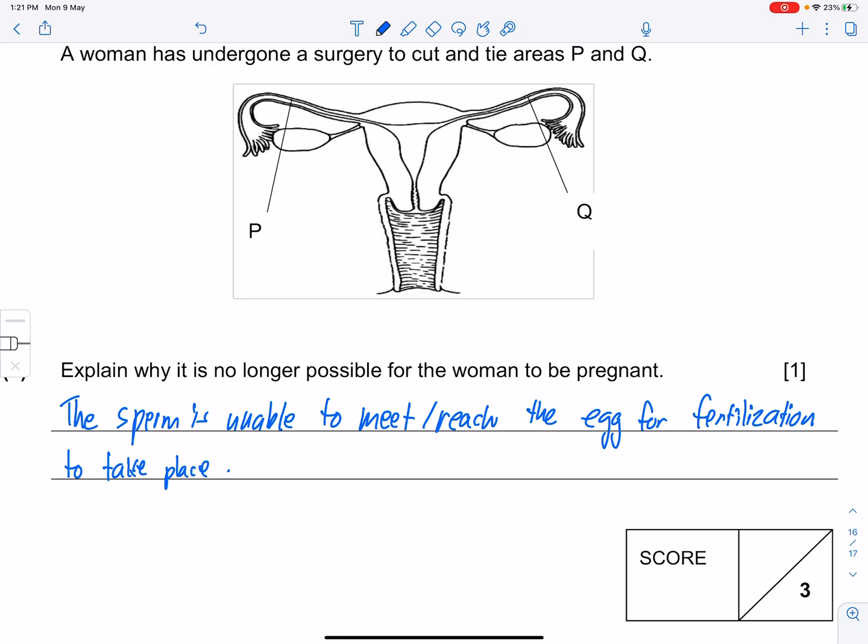So the first part must qualify the second part of the answer. If you just tell me that fertilization cannot occur, I cannot give you the marks, simply because there are so many reasons why it cannot be fertilized. But because you tell me cannot reach due to the physical defect here, or the surgery has made, that's why it cannot be fertilized, because they cannot meet. Yes, then it qualifies for the second part.